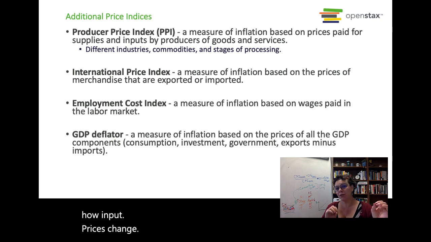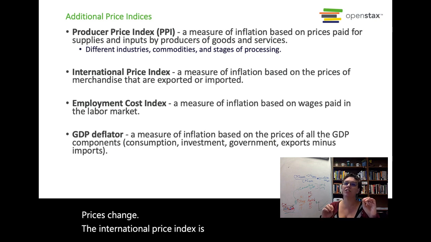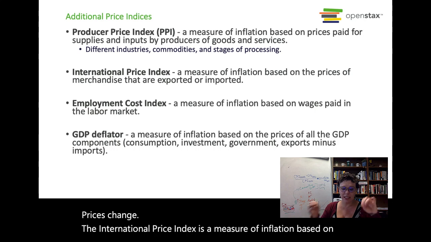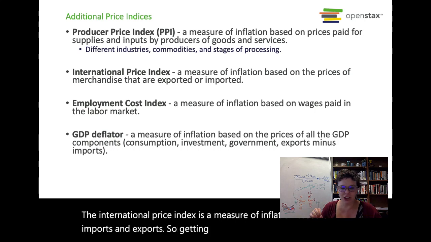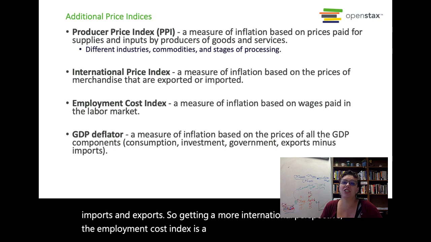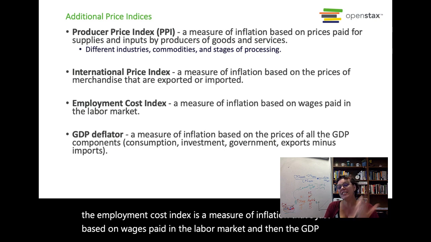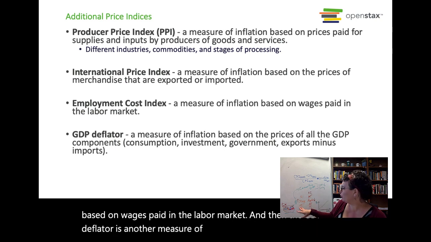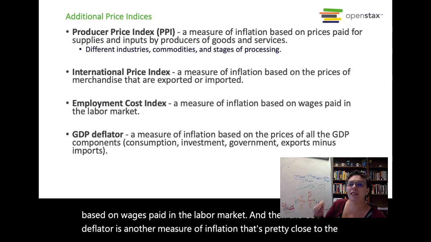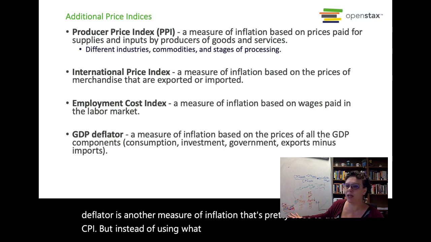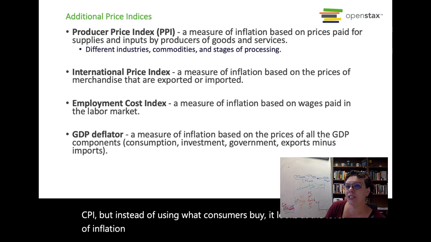The International Price Index is a measure of inflation based on imports and exports, so getting a more international perspective. The Employment Cost Index is a measure of inflation that's just based on wages paid in the labor market. And then the GDP deflator is another measure of inflation that's pretty close to the CPI, but instead of using what consumers buy, it looks at the level of inflation in the GDP components.